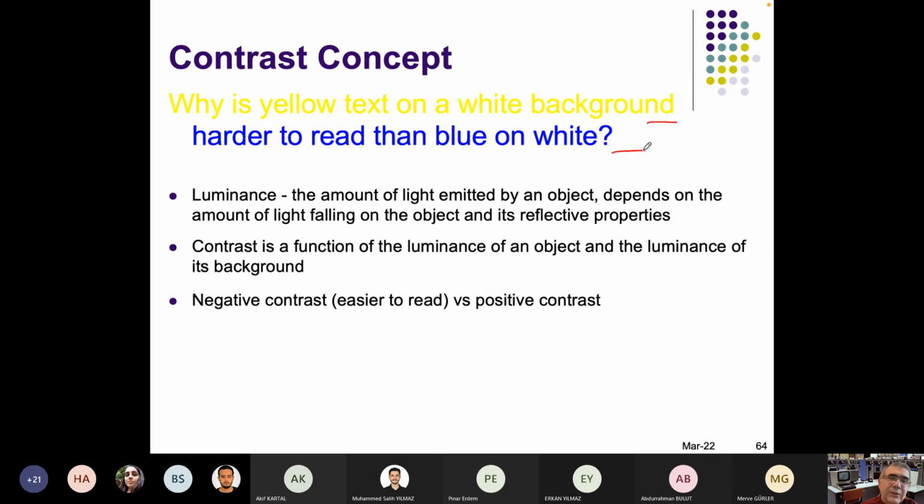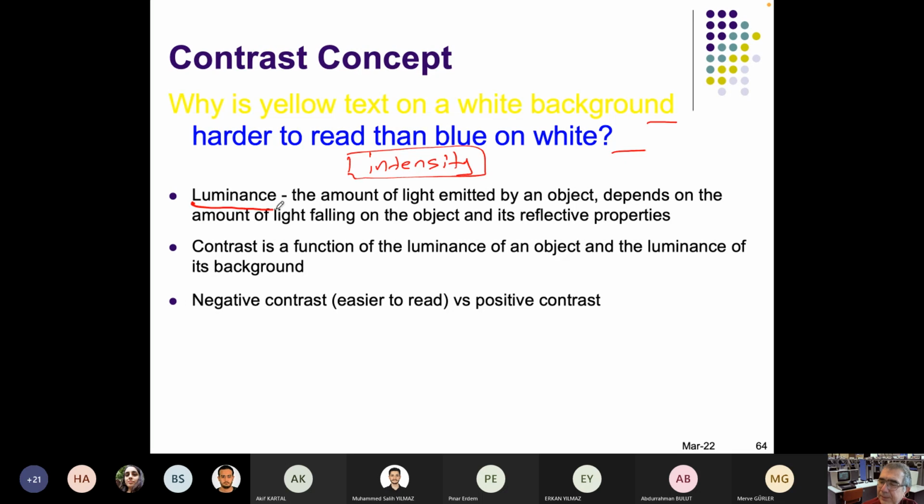Now we think about the contrast concept. Giving information only with the color difference is not sufficient. So you have to differentiate not only with the color, but also with the intensity. So color is not sufficient. Therefore, we have multiple definitions for that property.